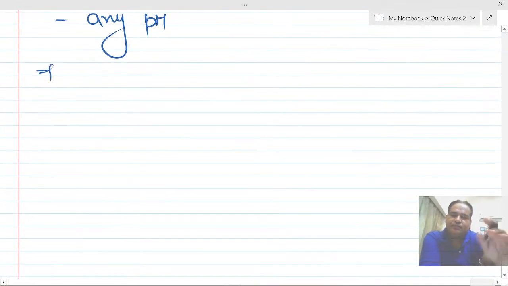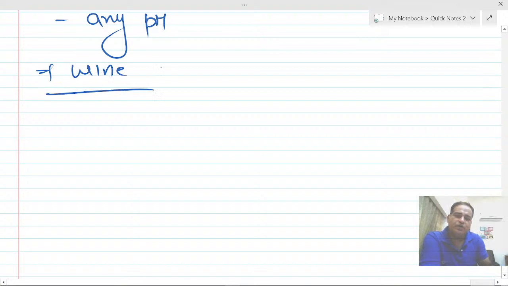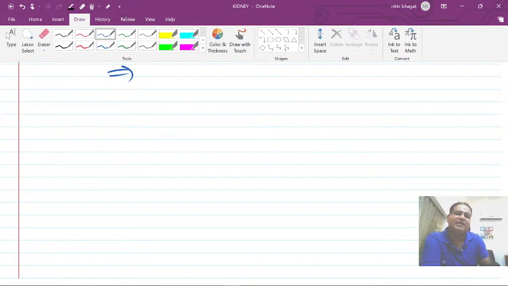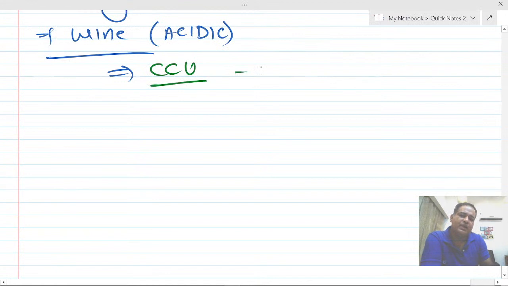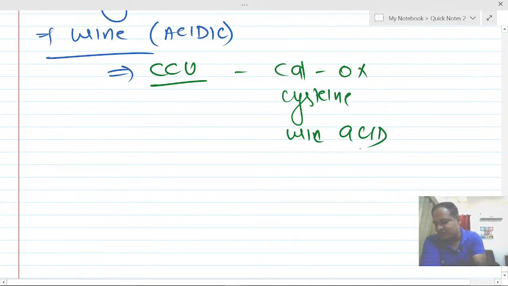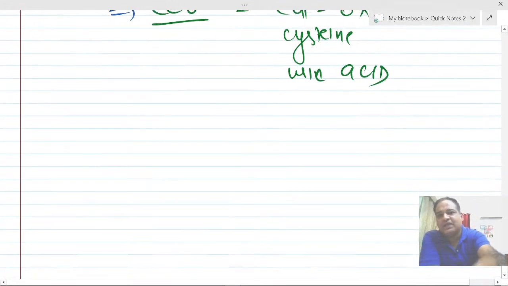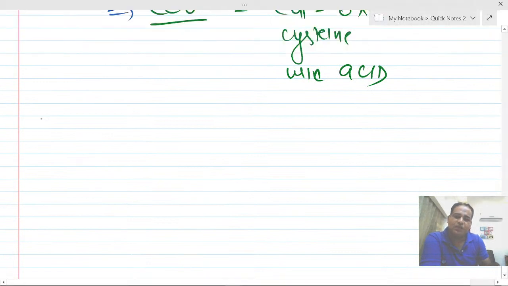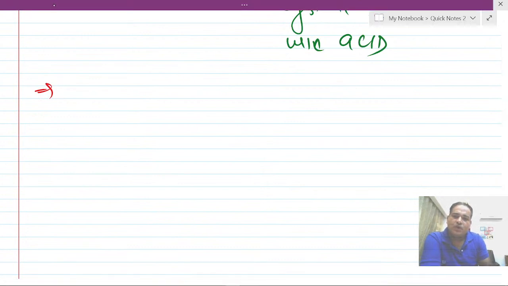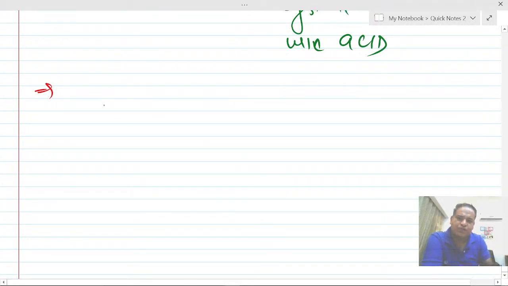Now, if they ask you about the stones which form in urine which is acidic, that is normal; our urine is normally acidic. Fine. What is the mnemonic there? CCU: calcium oxalate, cysteine, and uric acid stones. So these are the stones which form in acidic urine, right?